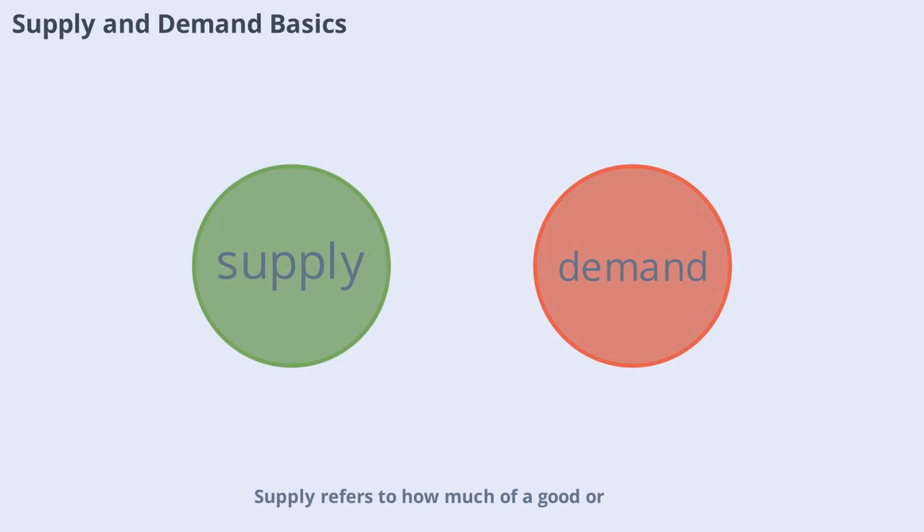Supply refers to how much of a good or service producers are willing to offer at different prices, while demand is how much consumers are willing to buy. The interaction of supply and demand determines the market price and quantity of goods sold. This basic model is central to microeconomic analysis.